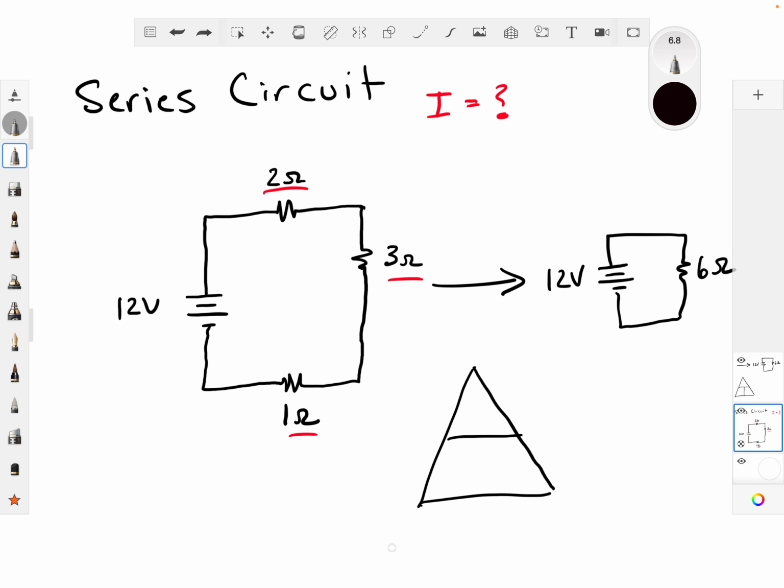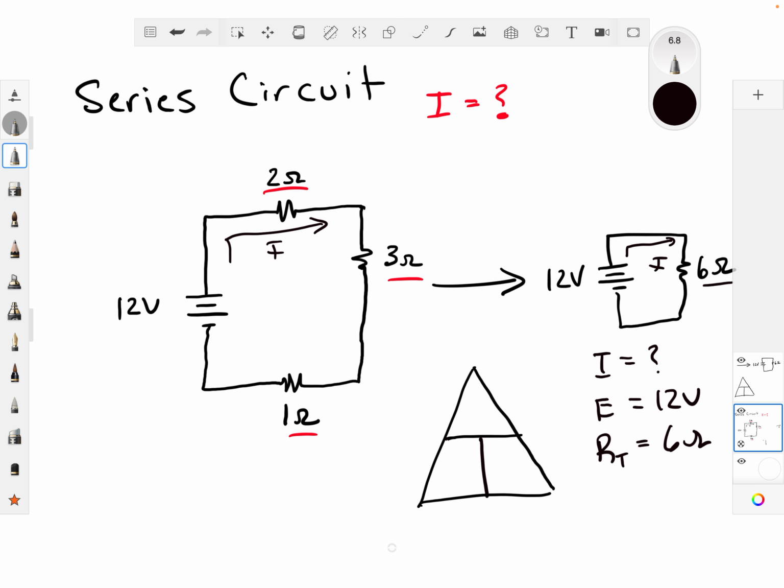the Ohm's law triangle. So I just think it's easy. Algebra is just as easy. But here's what we're going to want to do. So we know we need the current, right? We want the current in the circuit. So we have I is our unknown. We know that E is our voltage, and we now know the total resistance, or just resistance is fine, 6 ohms, right?